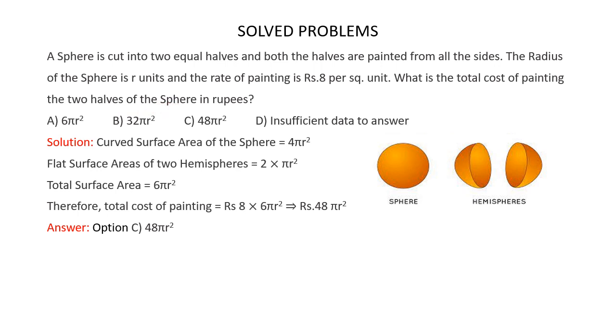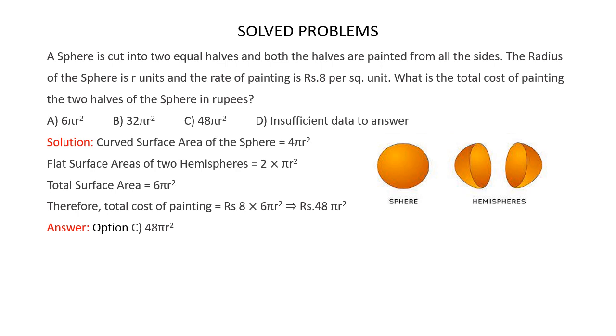So as you can see here, both the hemispheres are painted from all the sides, which means the flat surface area of both the hemispheres is painted plus the curved surface area of both the hemispheres is painted. Now the curved surface of both the hemispheres is equal to the curved surface of the sphere. So what is painted here is the curved surface area of the sphere and the flat surface area of the two hemispheres.